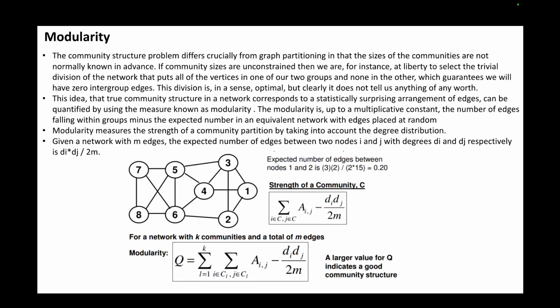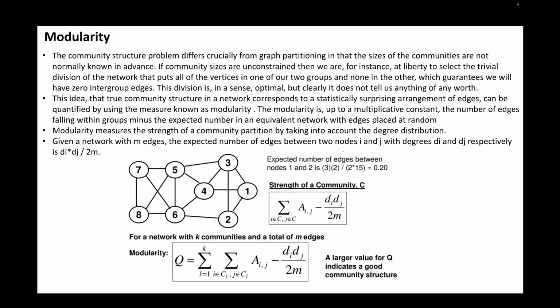Next is the concept of modularity. The thing is, if community size is not a constraint, then we are, for instance, at liberty to select the trivial division of the network that puts all the vertices in one group and none in the other, which will guarantee that we will have zero intergroup edges. So your graph will be disconnected. This division is, in a sense, optimal, but it will not tell us anything of any worth.